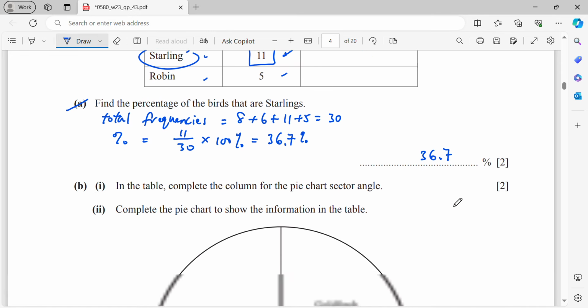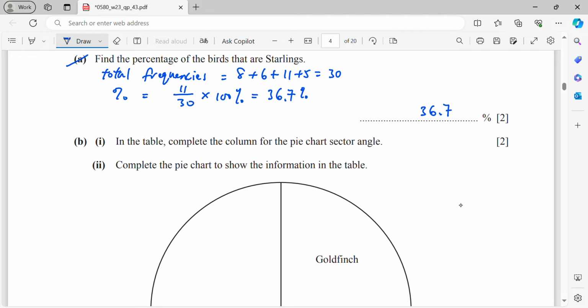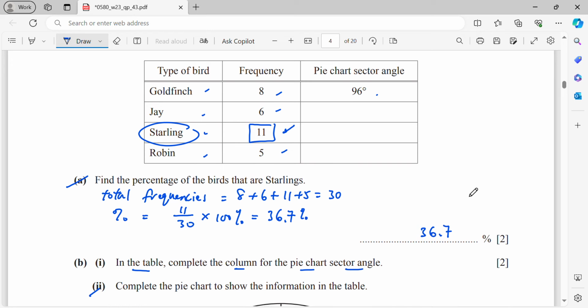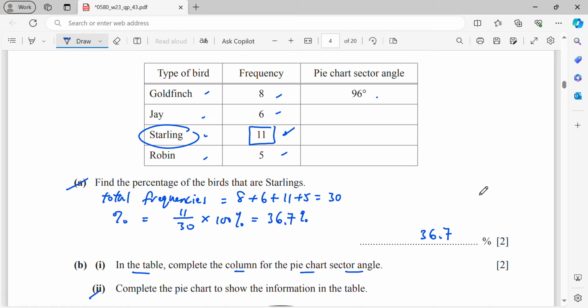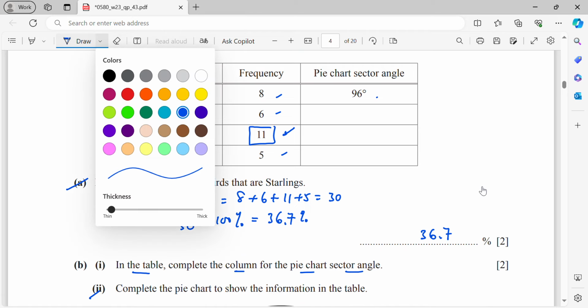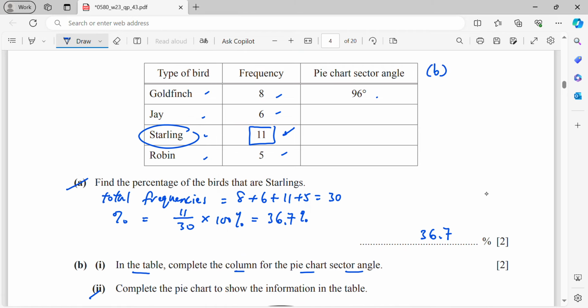Okay, now next part, B. B first part, in the table, completes the column for the pie chart sector angle. And then part 2, completes the pie chart to show the information in the table. So now what to do here is, for B parts 1, I will show the working over here.